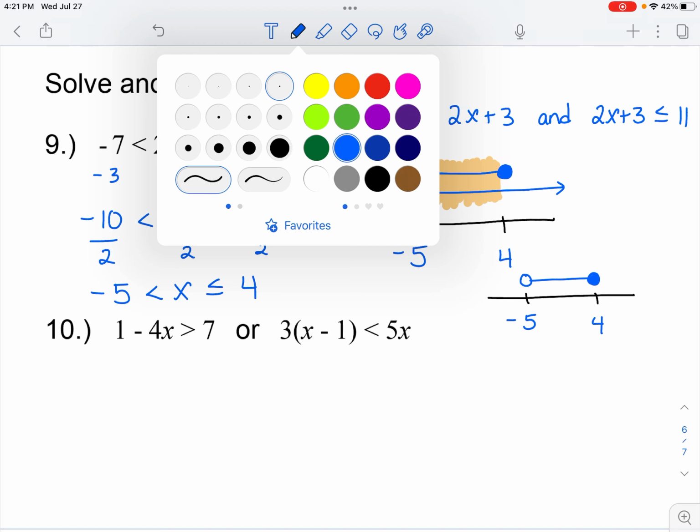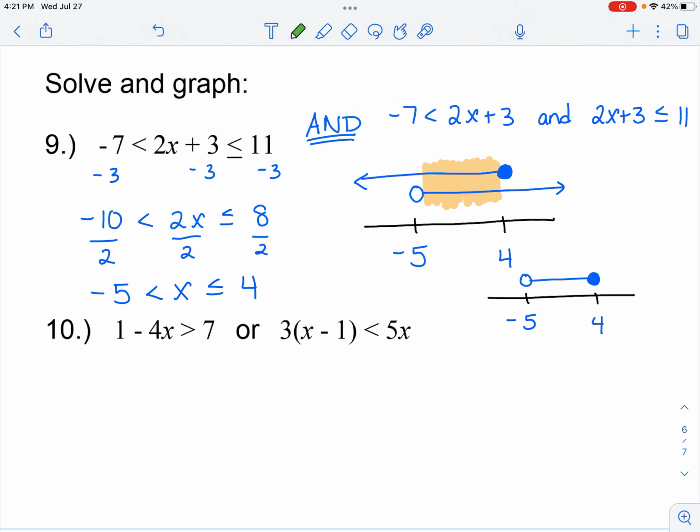Problem number 10, I'm explicitly being told that there's an "or," and there's no shortcut way to write "or." You will see the word "or" written there. So now I just want to solve the two independently and then graph the "or" solution.